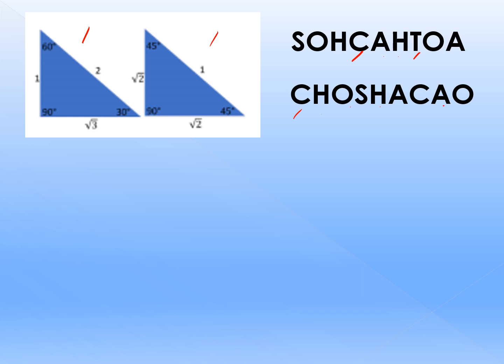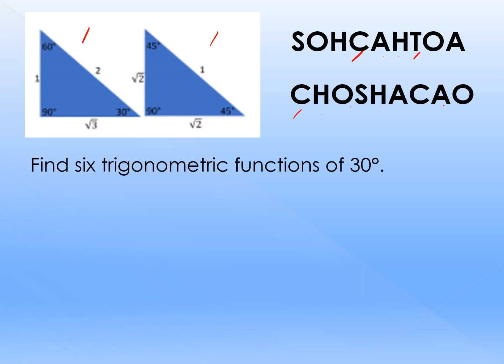What do we mean by opposite? Once we say opposite, katapat. Once we say adjacent, katabi. And once we say hypotenuse, that's the longest side. Let's try a given example. Let's find the six trigonometric functions of 30 degrees. Therefore, we're going to use the first illustration, illustration A, because 30 degrees is here. Now, let's apply SOHCAHTOA and CHOSHCAHTOA.